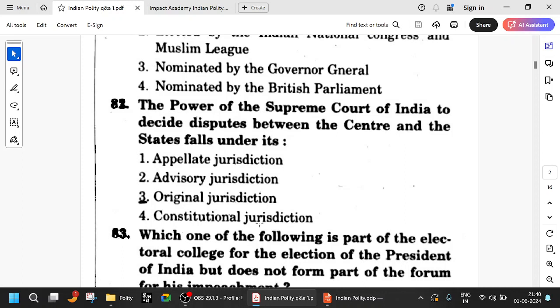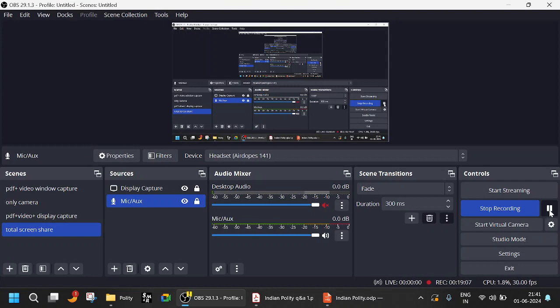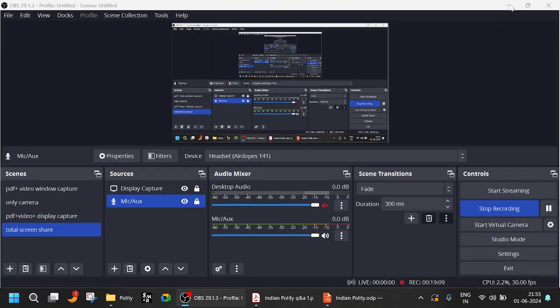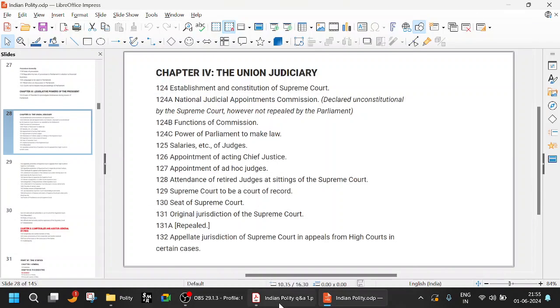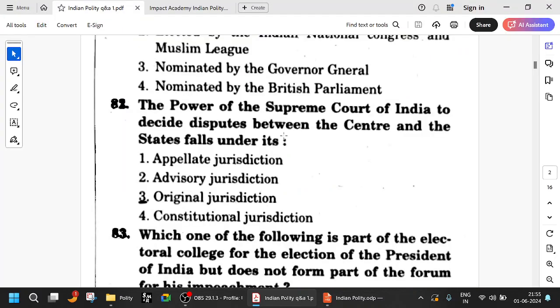Constitutional jurisdiction in general, you can say 124 and all those things. Also, Article 32 is the writ jurisdiction of the Supreme Court, very, very important, and Article 226 for the High Courts. So the power of the Supreme Court to decide disputes between the center and the states falls under original jurisdiction.